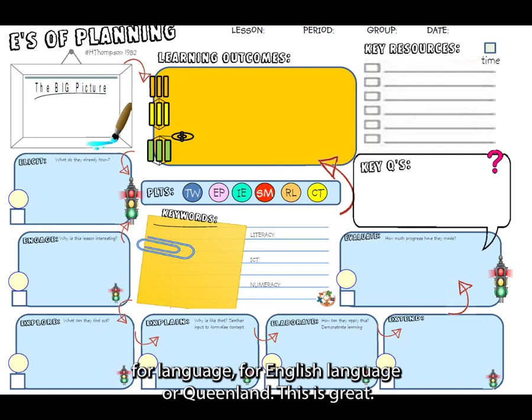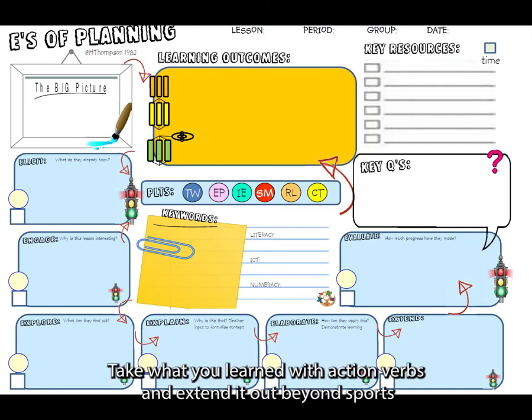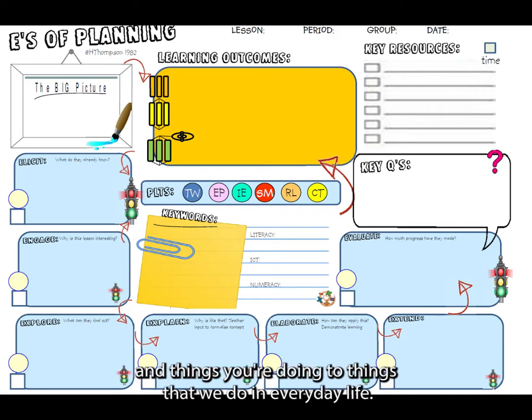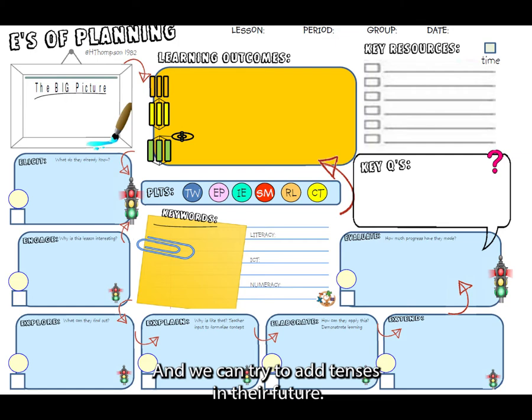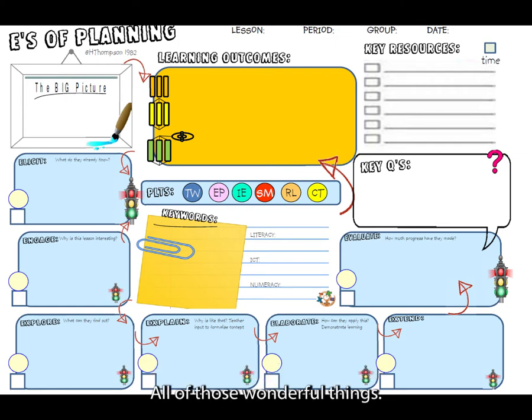For language, for English language or Korean language, this is great. Take what you learned with action verbs and extend it out beyond sports and things you're doing to things that we do in everyday life. And we can try to add tenses in there, future tense, past tense, all of those wonderful things.